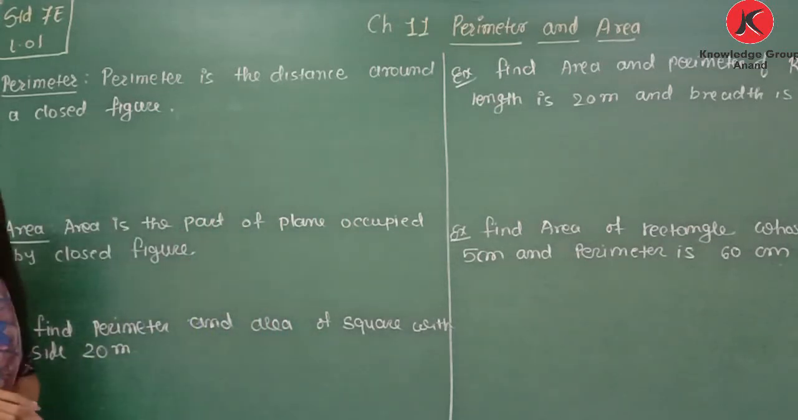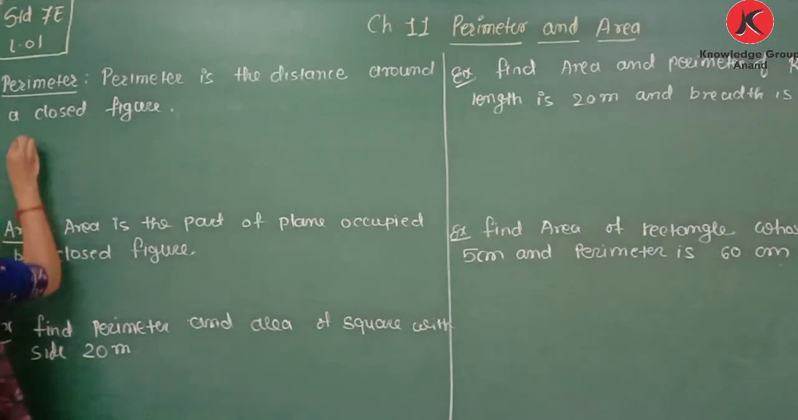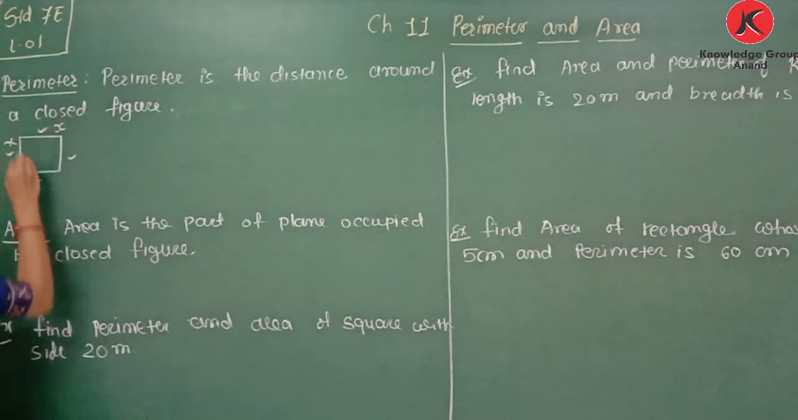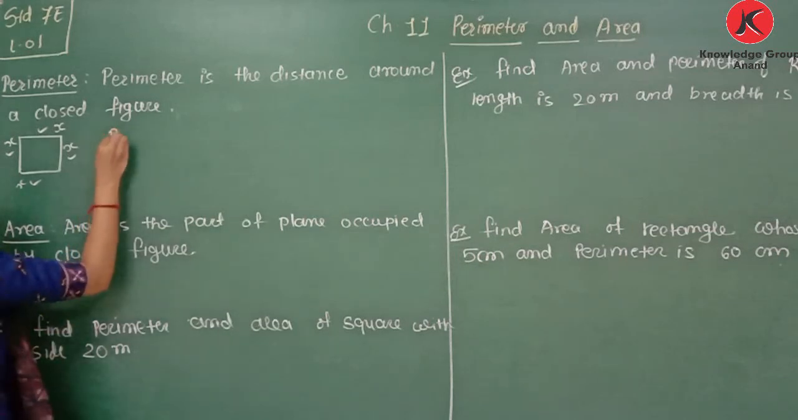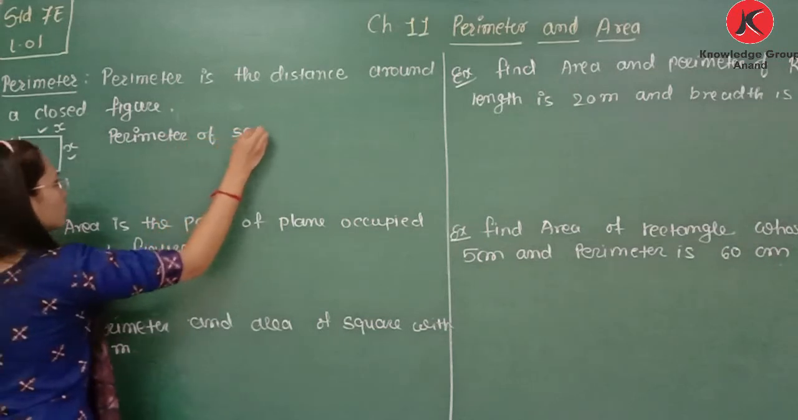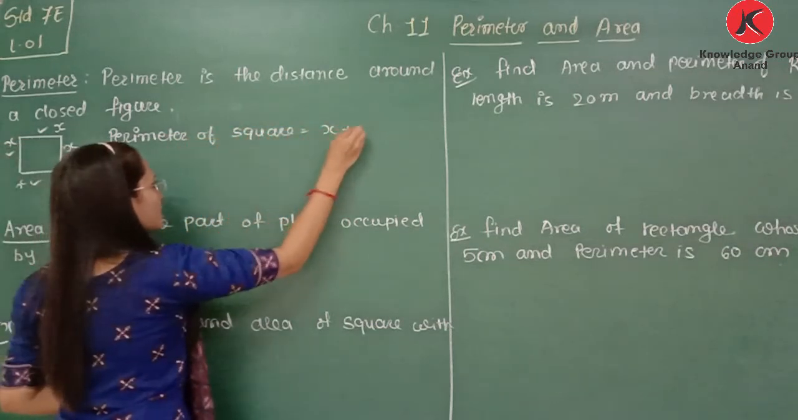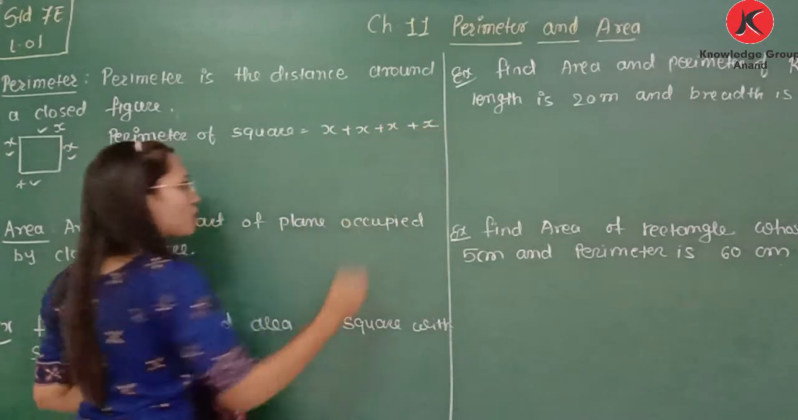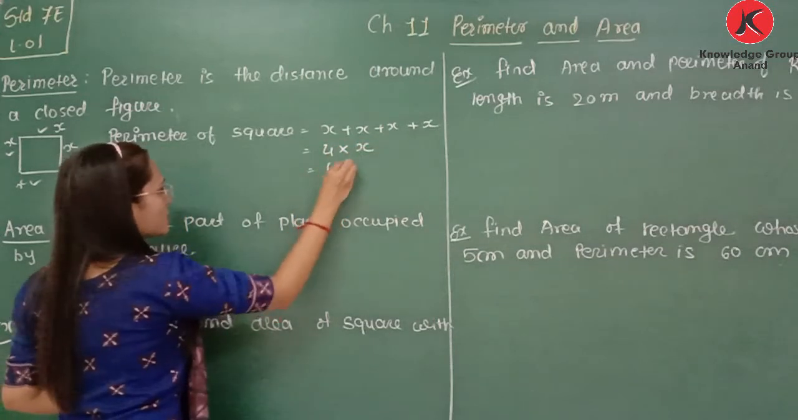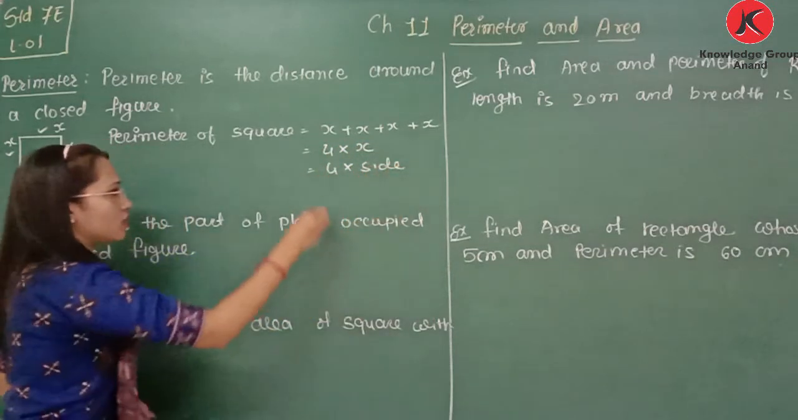So we learn equations to find the perimeter and area of a square and rectangle. If we consider the square, then the perimeter of a square means the sum of all four sides. For example, this is x, so this is also x, because we know that in a square all sides are the same. So the perimeter of a square is x plus x plus x plus x, the sum of all sides. How many times do we add? It is 4 times. So we can consider 4 into side, that is the perimeter of a square.